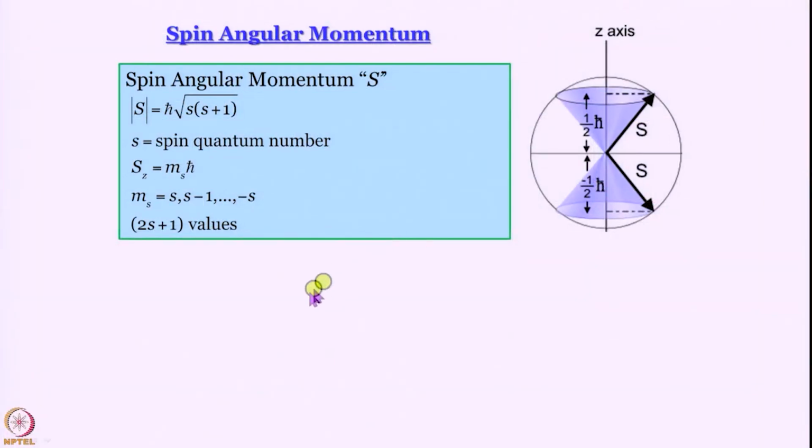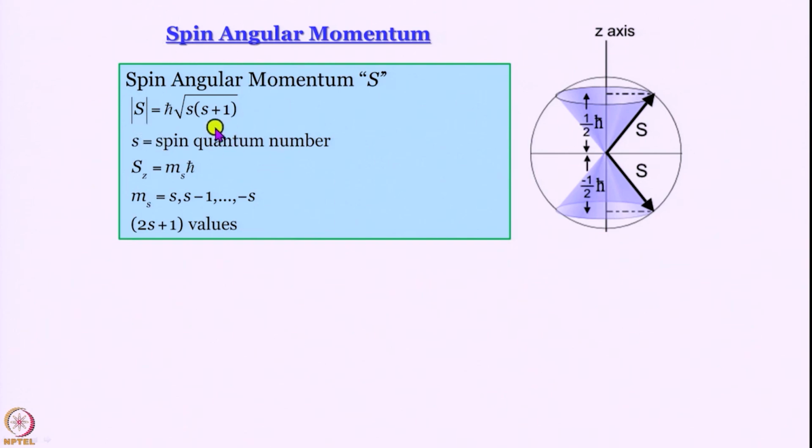You can write the magnitude of the angular momentum as h cross multiplied by root over s into s plus 1, where s is the spin quantum number. Does that ring a bell? The expression is similar to the expression for the orbital angular momentum, right. When we did NLM, the theta dependent part of Schrodinger equation, hydrogen atom, we obtained the magnitude of the angular momentum to be h cross multiplied by root over L into L plus 1, very similar expression.